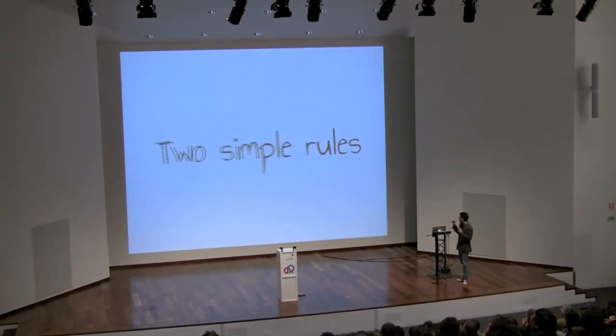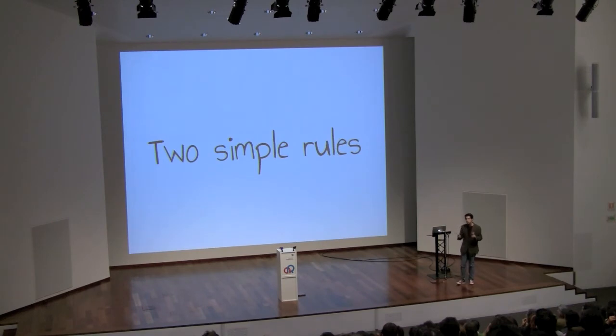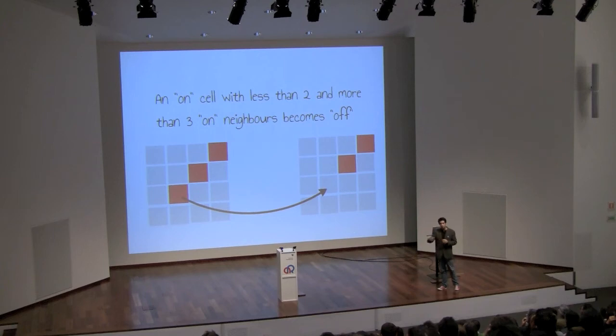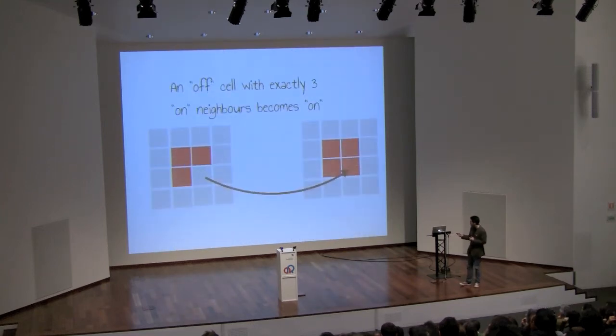And I'm just going to tell you that there are just two simple rules. The activation of these cells will evolve with time. And when we have an on cell that has fewer than two or more than three on neighbors, it gets switched off. And it's what happens with this red cell here. And the second rule is when you have an off cell with exactly three on neighbors, it gets switched on. So just these two rules.